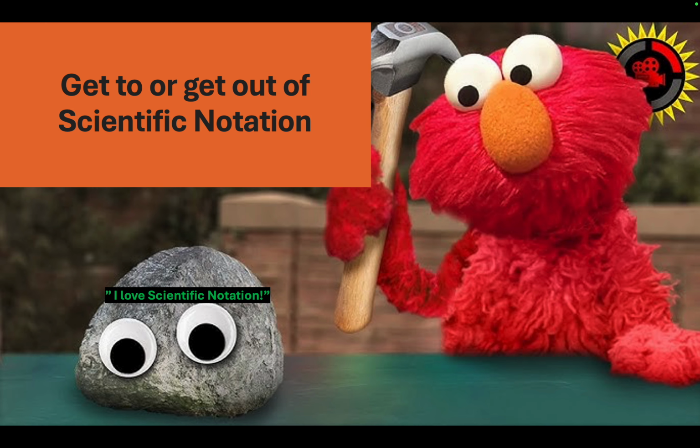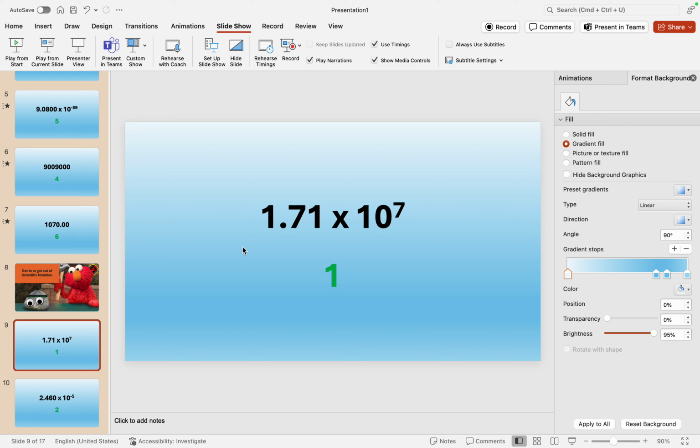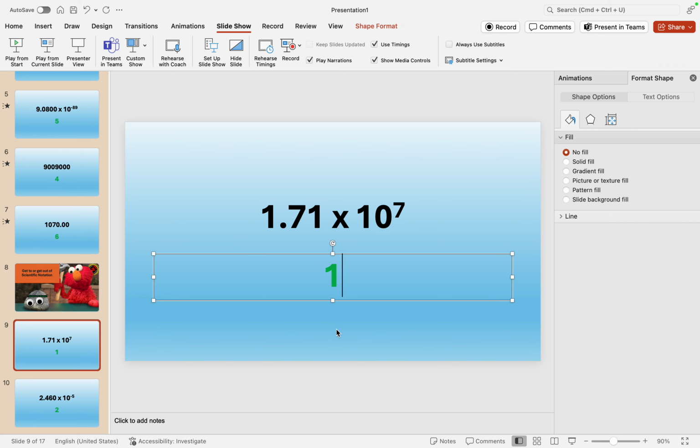Alright, so now we're going to move on to scientific notation. For this one, I'm going to actually write. My first one is 1.71 times 10 to the 7th. So I started you off here. The decimal point in scientific notation always has to be directly to the right of the first non-zero digit. So all you have to do for a positive power is move the decimal point 7 places to the left.